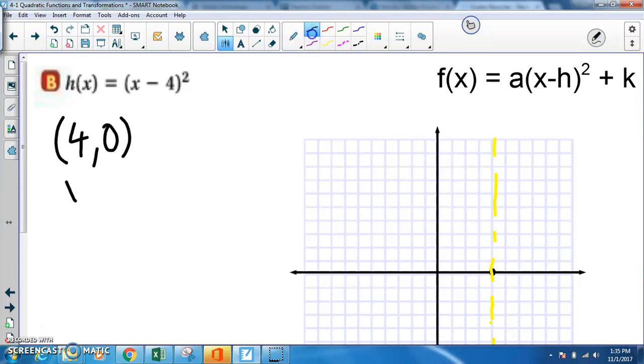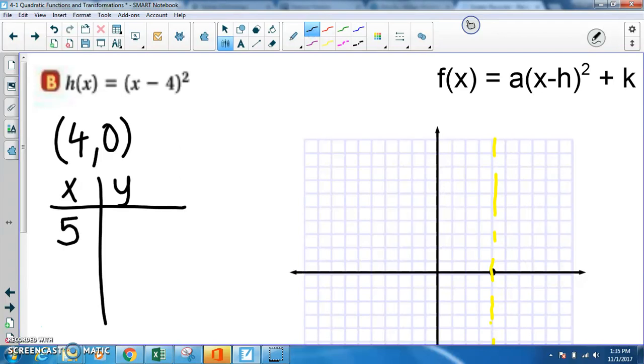I'm just going to stick with the right side. So the next x value would be 5. And the next x value after that would be 6. We need to stay on the same side. I then plug in 5 minus 4 squared, which is 1 squared, which is 1.